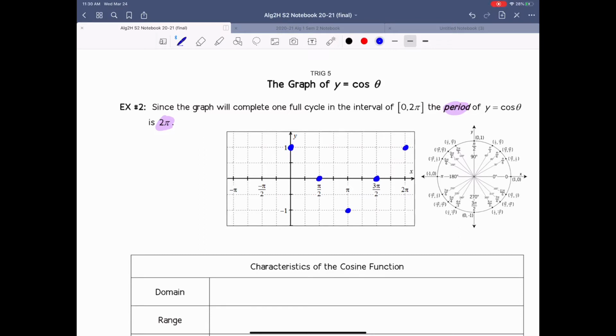So let's go ahead and connect these dots. Again, this is a curve, so I'm going to create a curve out of these points. And this is the sketch of y equals cosine theta. All right, so we can see it looks pretty similar to the sine graph with subtle differences. So let's go ahead and move down here. We're going to talk about the characteristics.